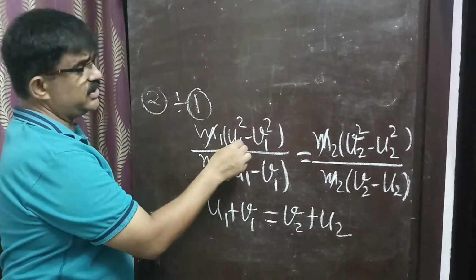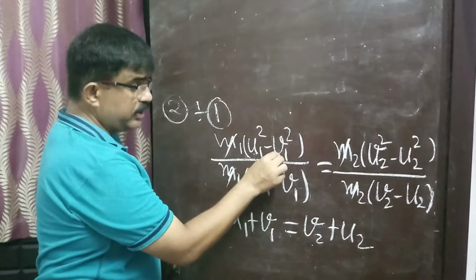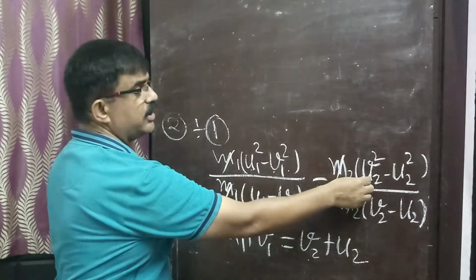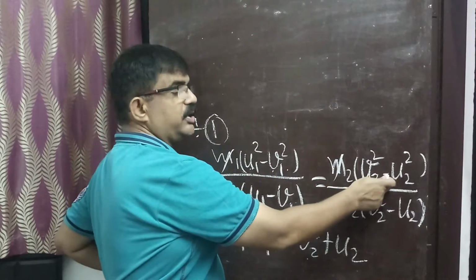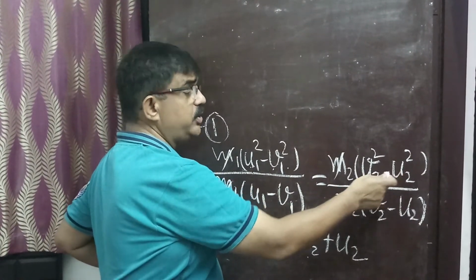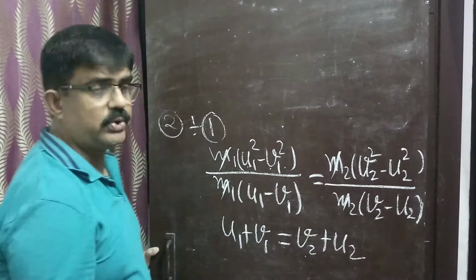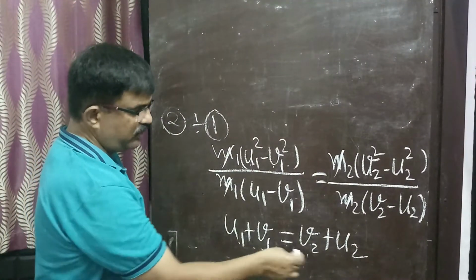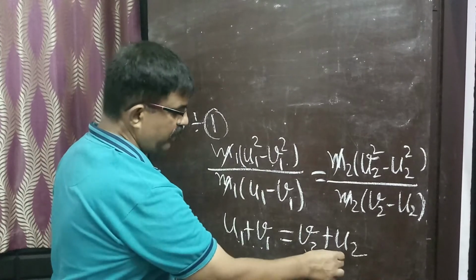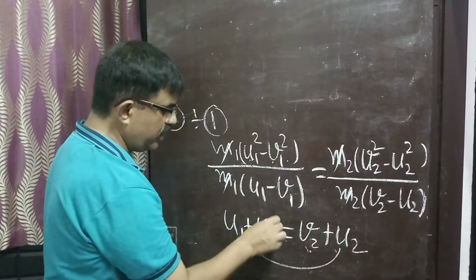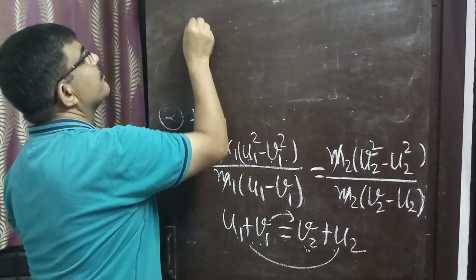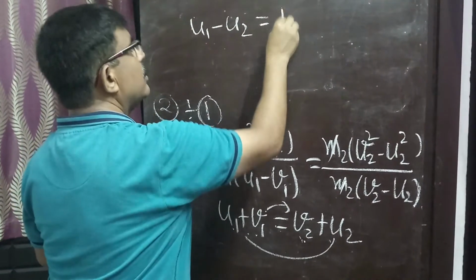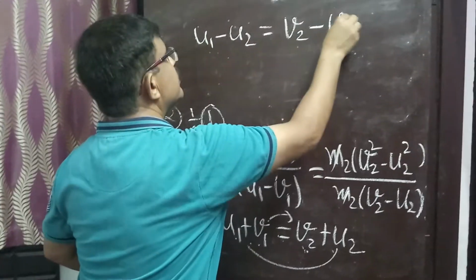So this is (u1 plus v1) into (u1 minus v1). Similarly here (v2 plus u2) into (v2 minus u2). So applying this formula, we get u1 plus v1 equals v2 plus u2. Transpose u2 here and v1 here. We get u1 minus u2 equals v2 minus v1.